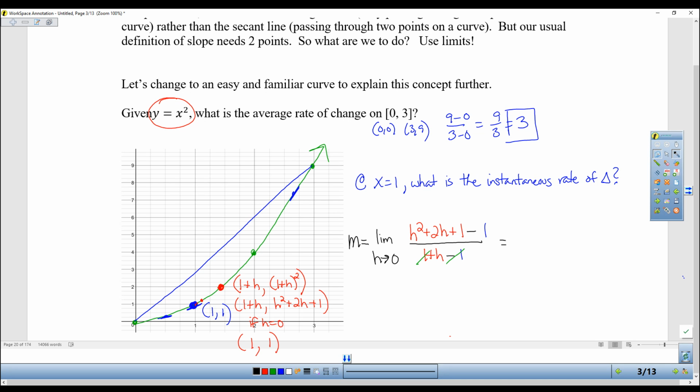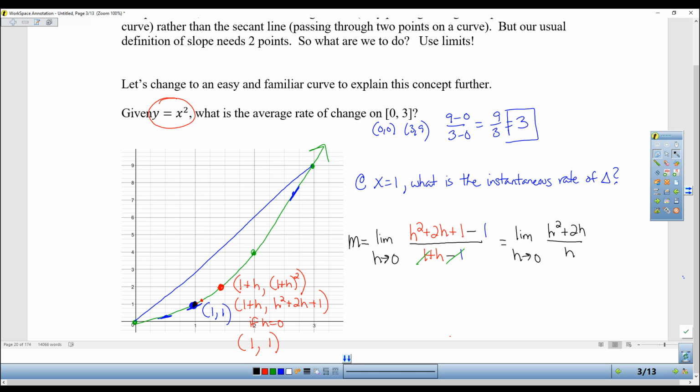So you know you want h to be 0. You want it to be as tiny as possible to actually find the slope right at that point. You really, really want h to be 0, but you can't. So we take the limit as h approaches 0. This gives us the limit as h approaches 0 of h squared plus 2h, the ones cancel, over h.